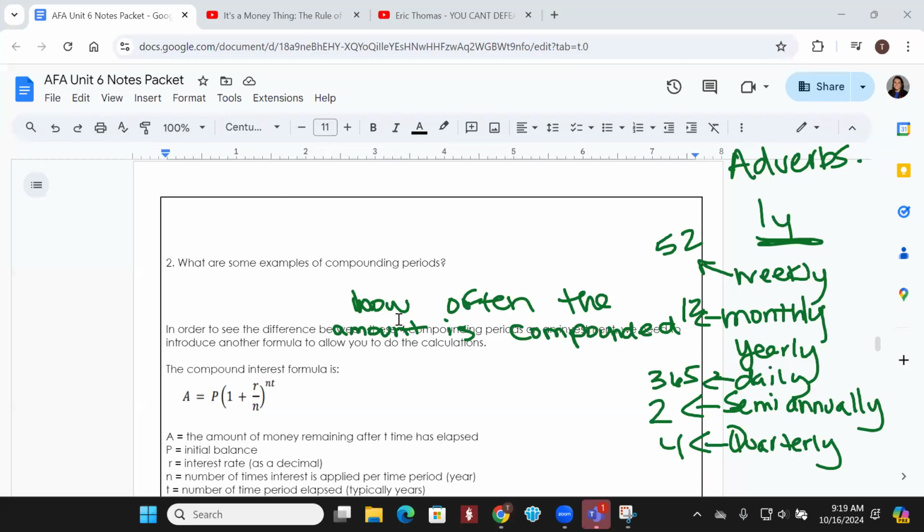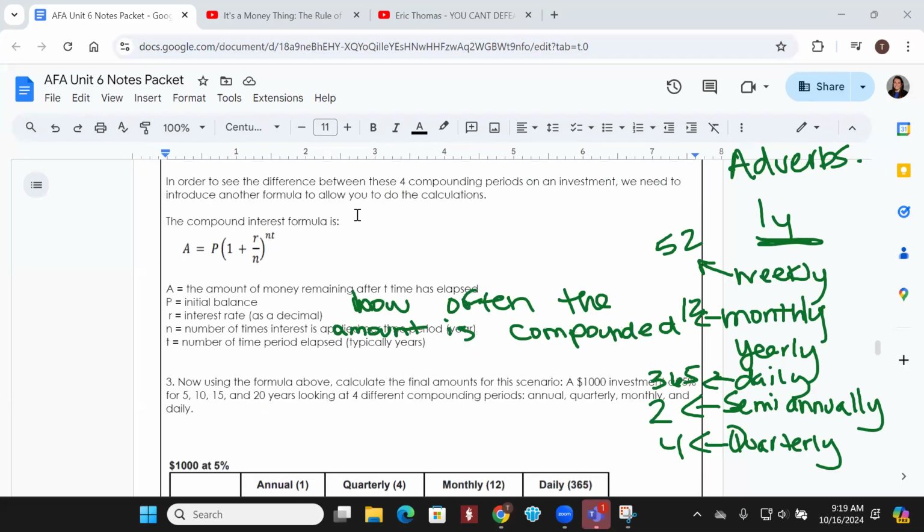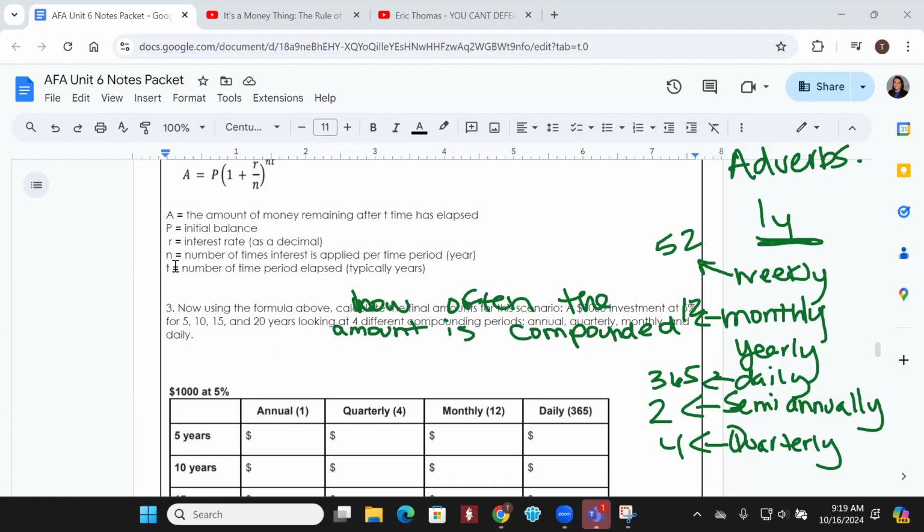All right, so in order to see the difference between these four compounding periods on an investment, we need to introduce another formula to allow you to do the calculations. You've already seen this from Algebra 1. We also use it in Unit 1. Here are all of those things defined: the initial balance, the interest rate, the number of times interest is applied per time period, and the number of time periods elapsed, typically in years.